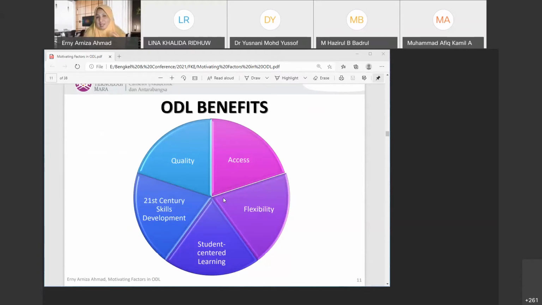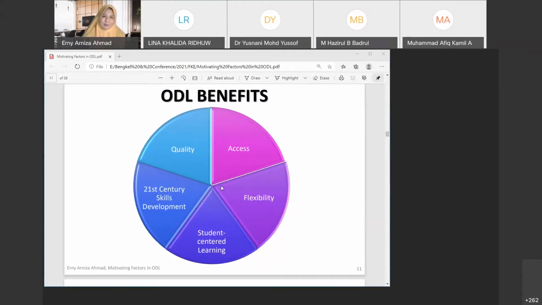Okay, the first one on the access. Okay, second flexibility. Okay, and then student-centered learning. Okay, and next we have the 21st century skills development, and then the quality. Okay, so yang the first and the second one ini memang dah sah-sah ternyata terang lagi bersuluh daripada definition. Okay, ODL itu keyword dia tadi apa? Dia punya keutamaan dia flexible, okay, dan juga accessibility dalam pelbagai mode kan.